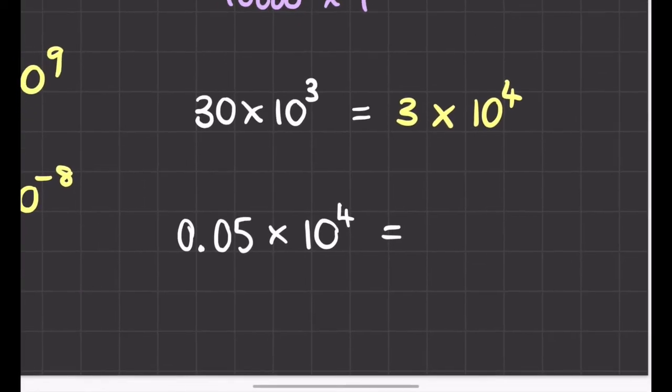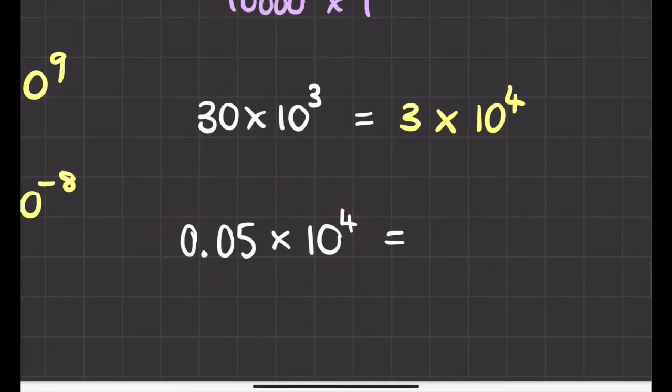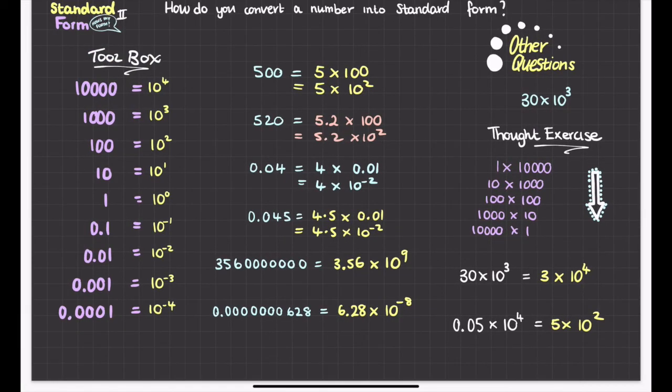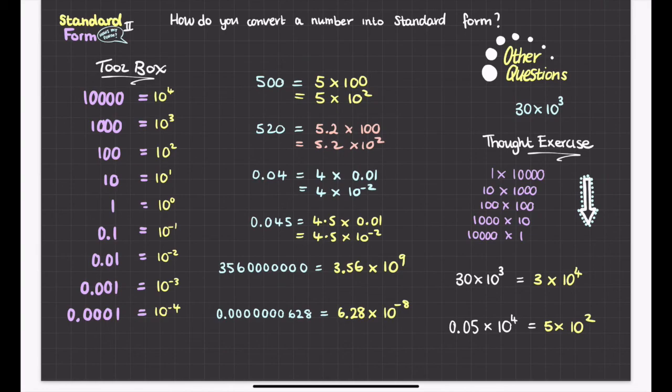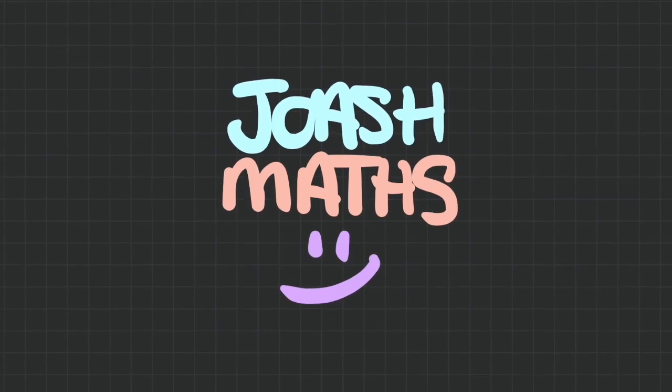If you've got a small number like this next example, I want this to be 100 times bigger, don't I? So it's 5. If I make this number 100 times bigger, I need to make this one 100 times smaller. So 100 times smaller than that is like dividing it by 10 twice. So that's going to make it 10 to the power of 2. So that's a quick look at how you can convert a number into standard form. Hopefully that's helpful.